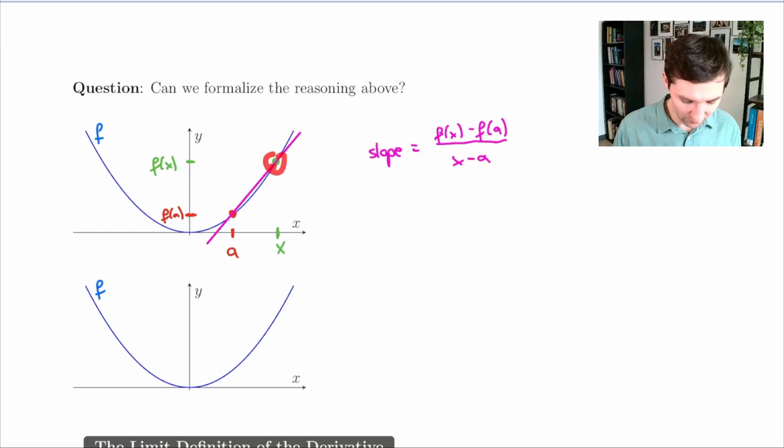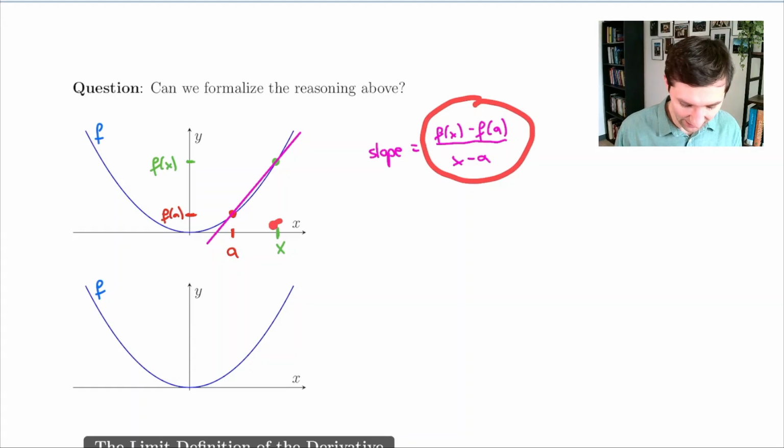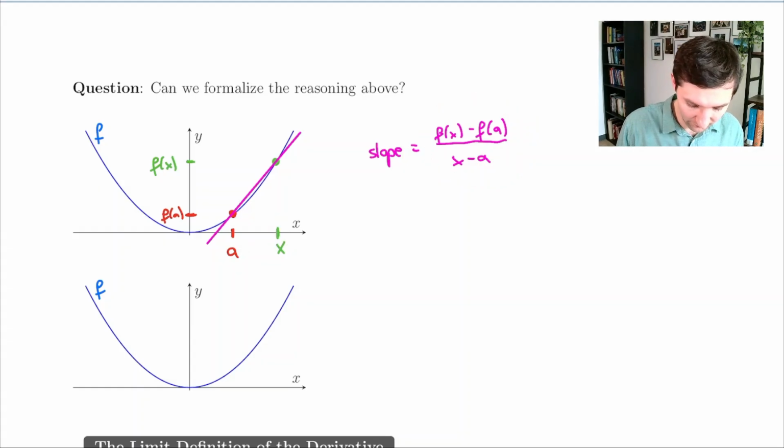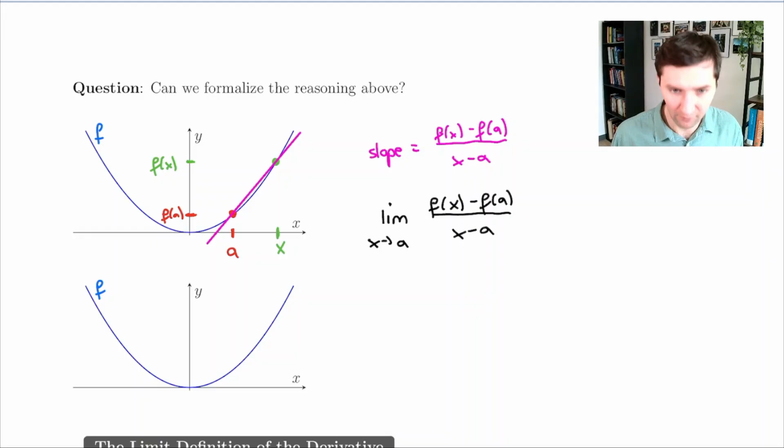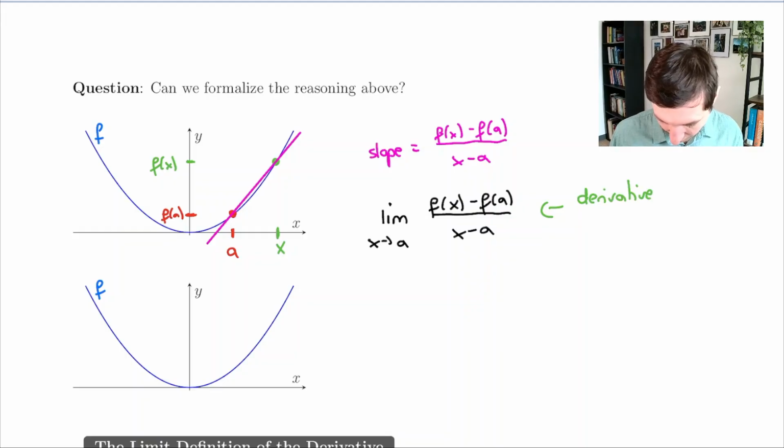Then I want to move the second point closer and closer to the first. In other words, I want to make x go toward a. So I want to take the limit of the slope expression as x gets closer and closer to a. I need the limit as x goes to a of the slope expression. This limit will give me the slope of the tangent line. In other words, it will give me the derivative of the function f at a.